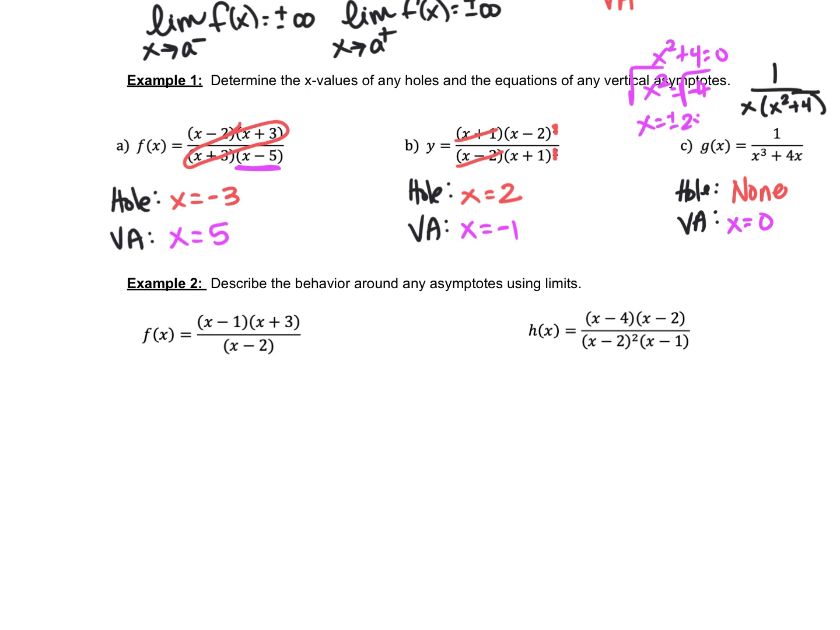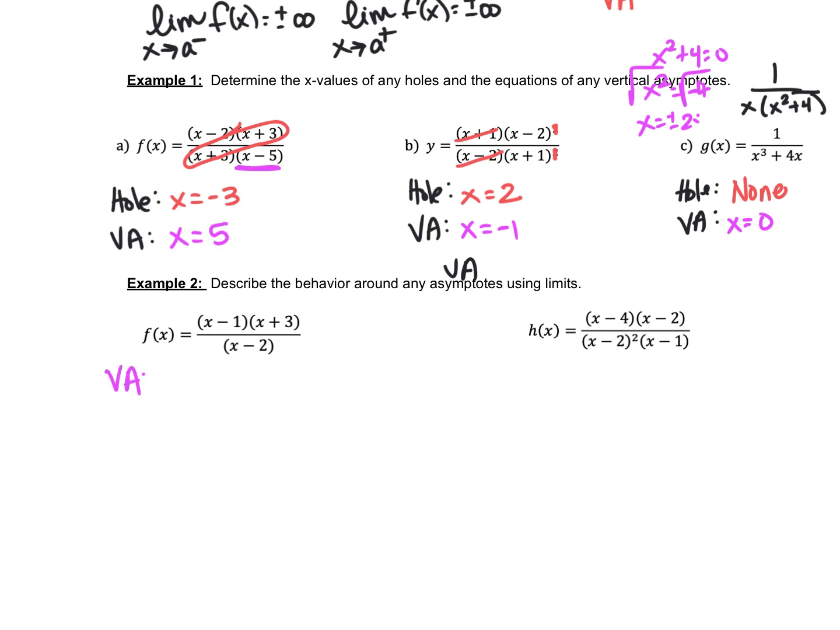All right, now let's look down here at example 2. This is a good example. This is where we don't have a picture and we want to use those limit statements to describe the behavior. And so if we're going to use a limit statement to describe the behavior, and we're going to talk about vertical asymptotes here using limits, the first thing we've got to do is to identify where is our asymptote, okay?